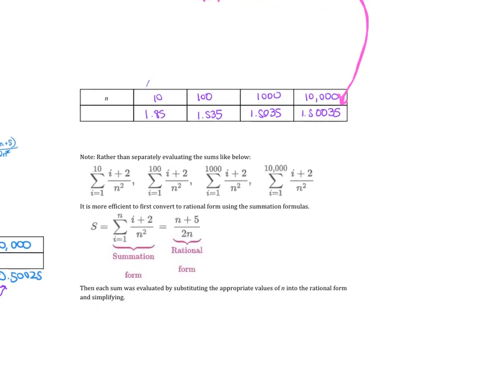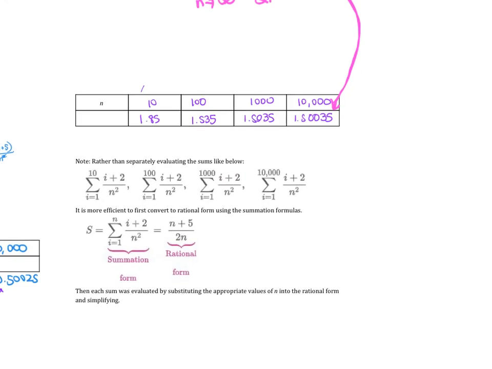So I mentioned this earlier, rather than separately evaluating the sums like below, so we could have done it this way, but that's not the way we did it. We could have just plugged in each number and did it this way, 10, 100, 1,000, and 10,000. It is more efficient to first convert it to rational form, which is what we did in the previous examples. Then we evaluate by substituting the appropriate values of n into the rational form and simplifying.